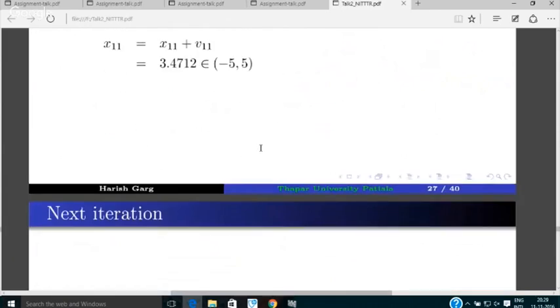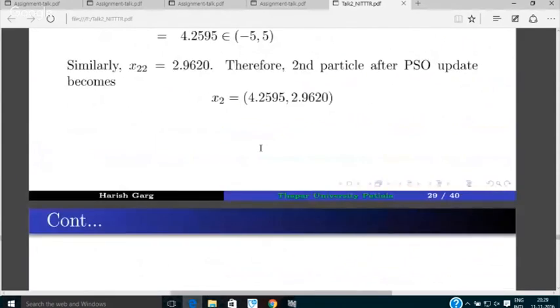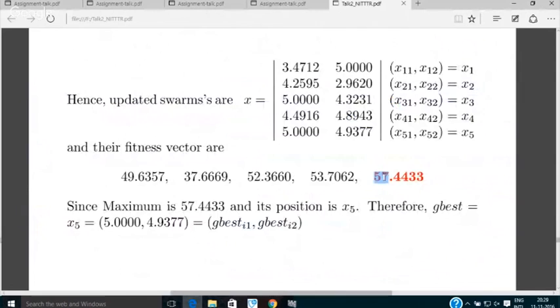Since our new value is 57 and it is better than the previous value, 48, and since this is my fifth number, the new global best corresponds to the fifth value, minus 5 and 4.9377. Now this is my new G best. Remember, replace only if you find a better value in the sense of the objective function. The objective function is maximization, so that's why we're replacing that. Now global best is over.